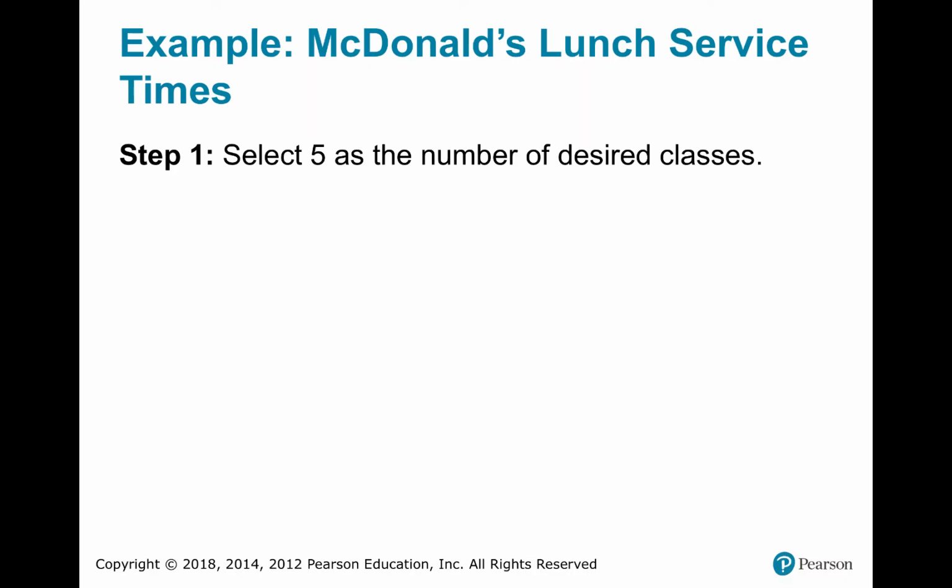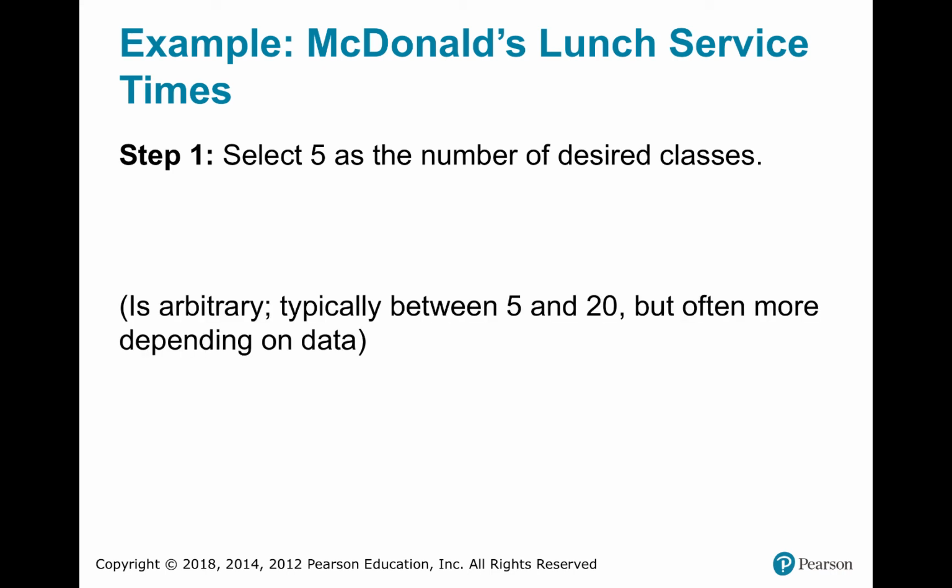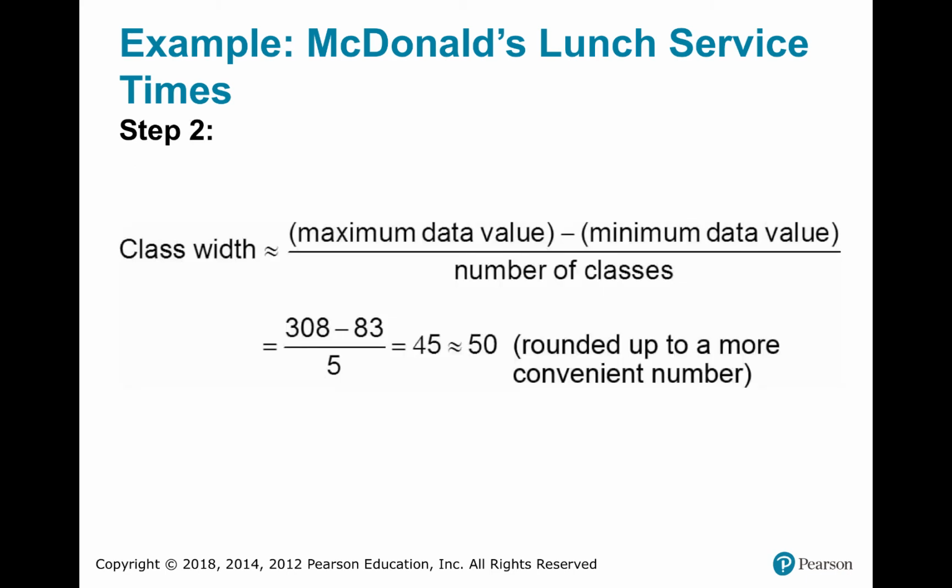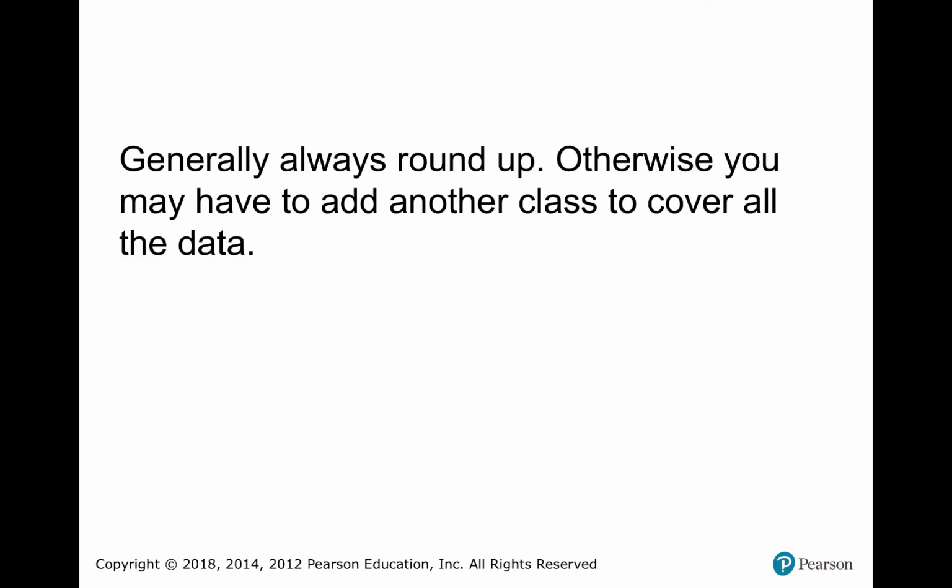Simple recipe for creating a histogram or frequency distribution. You're going to select the number of classes. It's somewhat arbitrary. There are some guidelines. Once you know the number of classes, to find the width of each class, you're going to take the range divided by the number of classes. Typically we round up. There are a couple reasons for this. We want to make sure we cover all the data, and often we use more convenient numbers if possible.